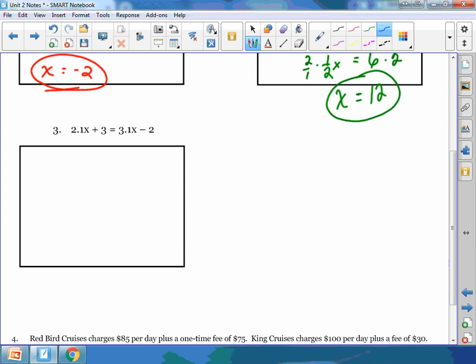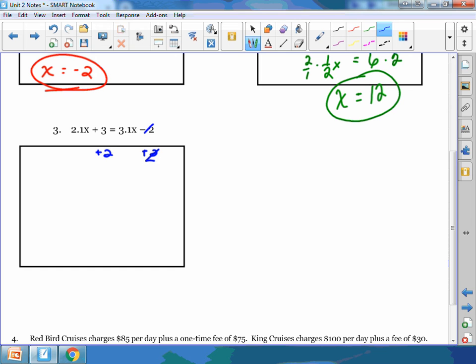You have the freedom to move these things in any way you want. Like me personally, I probably would subtract 2.1x from both sides. Did anybody do that? Oh, a lot of you did? Okay. Well, then I'm not going to do it that way because I want to show you a different approach. The first thing I'm going to do is add 2 to both sides.